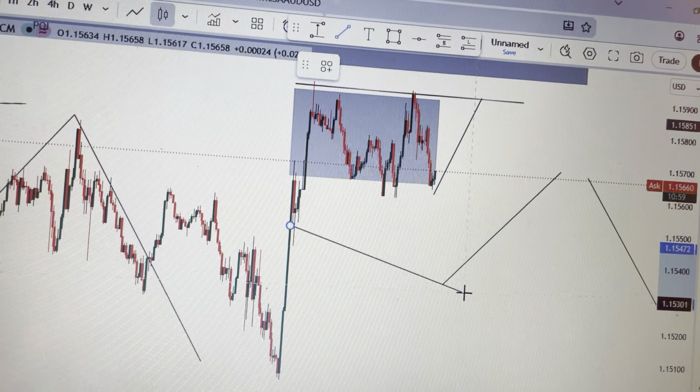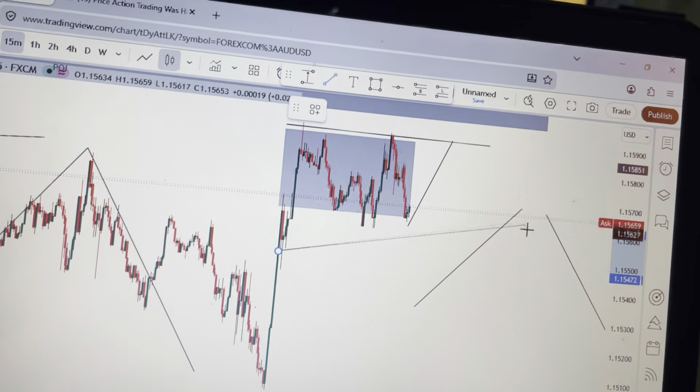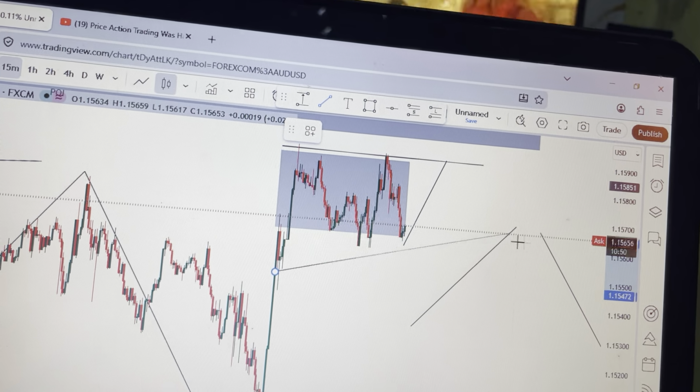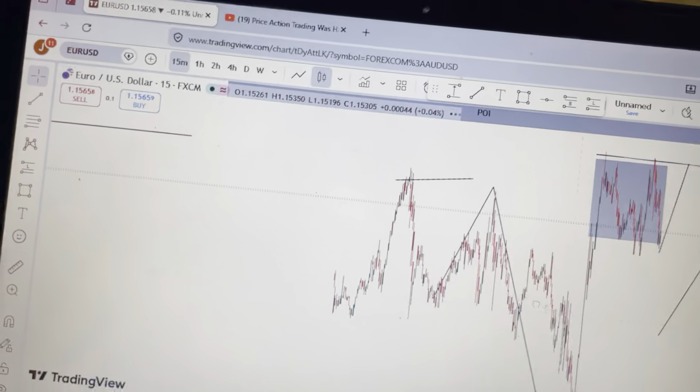Wait for a market structure shift to the downside, then price will retest around here, and we start selling from a lower low. And even when price does this, you wait for a confirmation. I will wait for a confirmation before selling to the downside. So you just have to be patient.